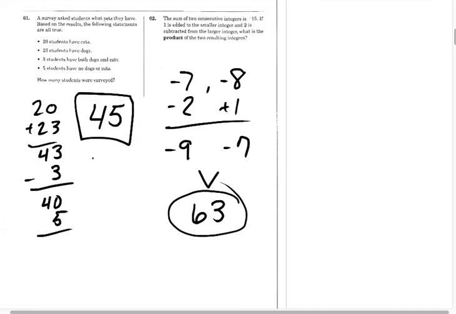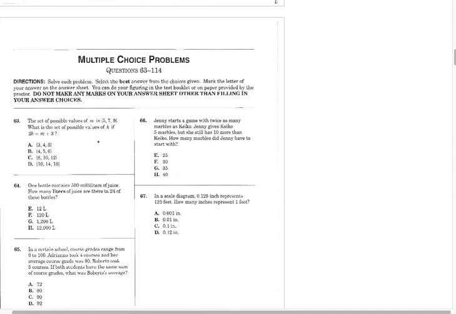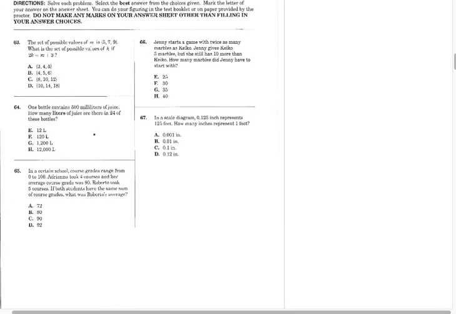Okay, and that is the end of the grid in. So now we're back to our regular multiple choice questions.